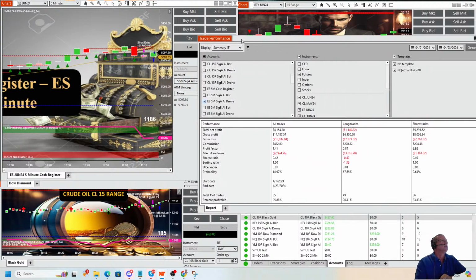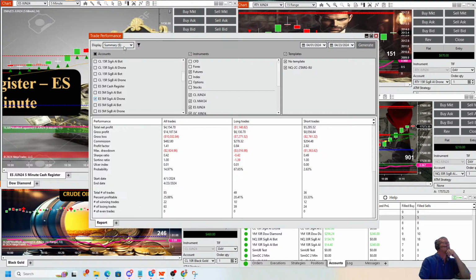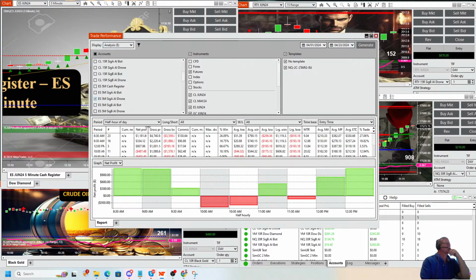You can see my ES strategy here. Signal A for the month, it's up $4,154, and that's trading one contract. And I always like to do an analysis just to see what times it does the best. This is my entry time on the half hour of the day.